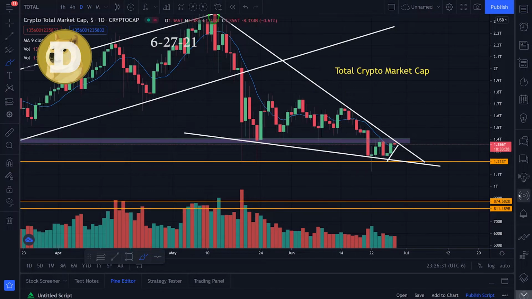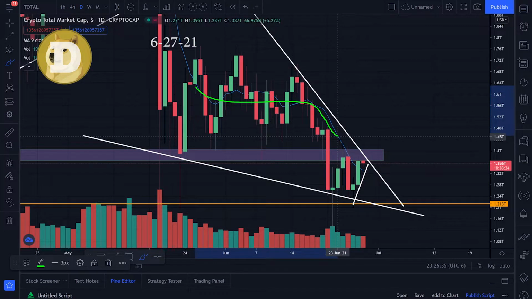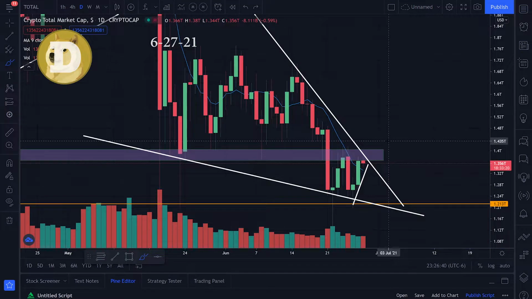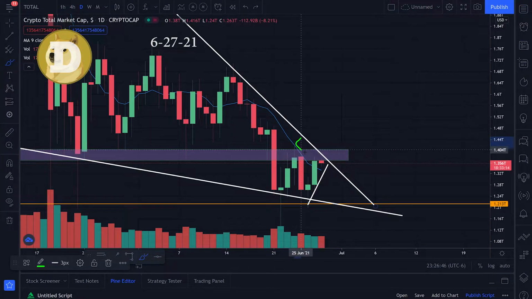The other thing I wanted to show you is if we go to the daily time frame, we actually broke above the 9 moving average on this crypto market cap, which is actually a pretty good thing. I mean, we broke above it right here, and we weren't able to stay above it, and we broke back down. So let's see if we could stay above it. I think that's the key. Can we stay above this moving average?